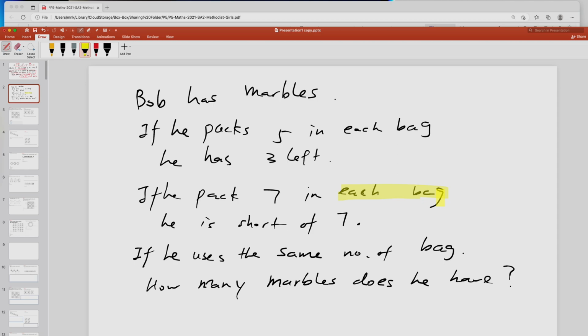So first you fill up each column first. Then number of bag. Your second column should be number of bag. They say the same number of bag.